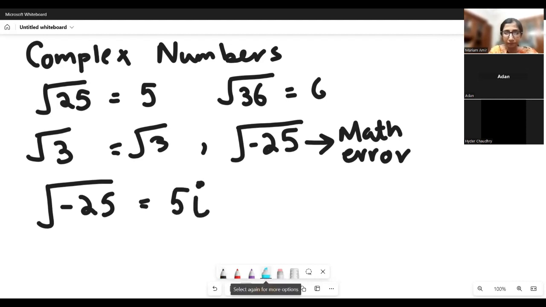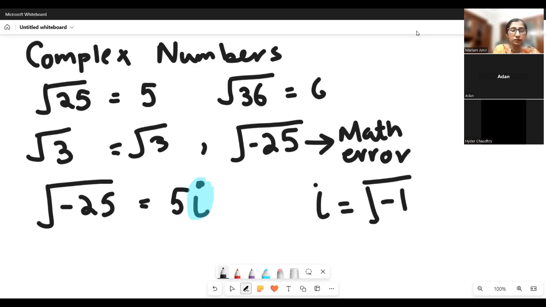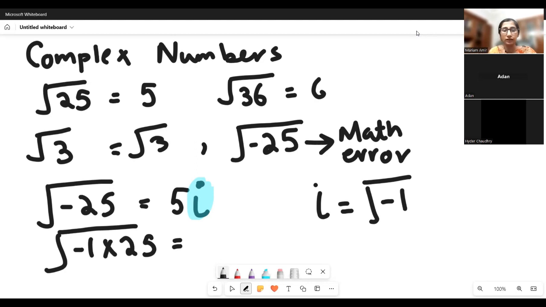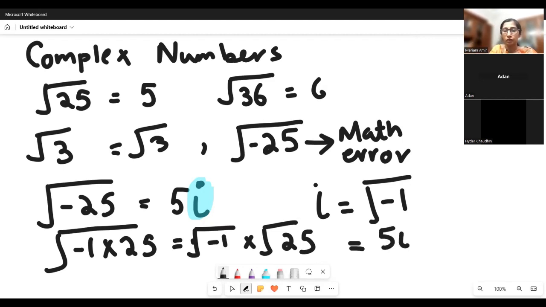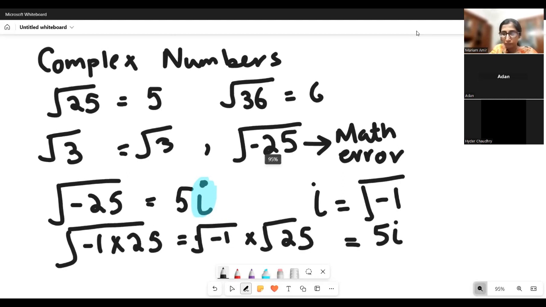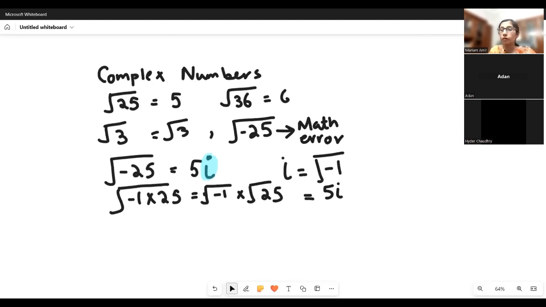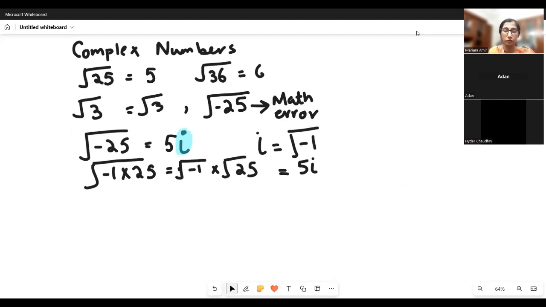Now, what's this iota? Iota is actually equal to square root of -1. So minus 25 can be written as -1 times 25, and then we can split the square root sign. So we have square root of -1 times square root of 25. Square root of 25 is 5, and square root of -1 is iota. So square root of minus 25 is 5 iota.